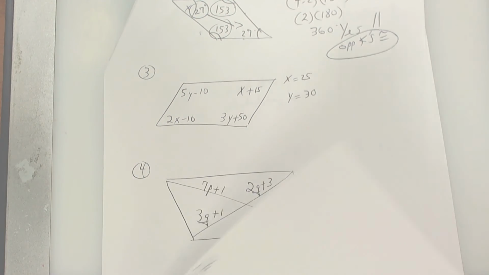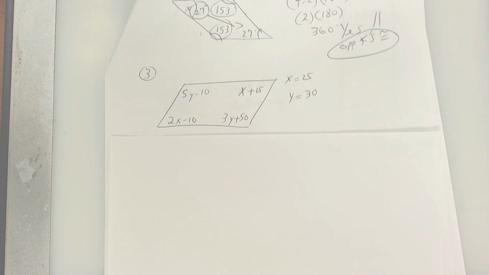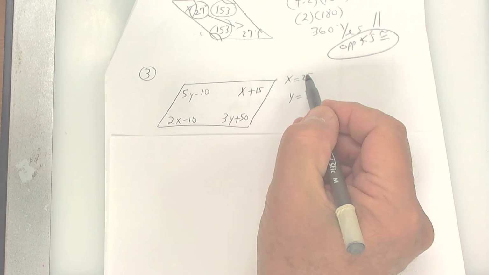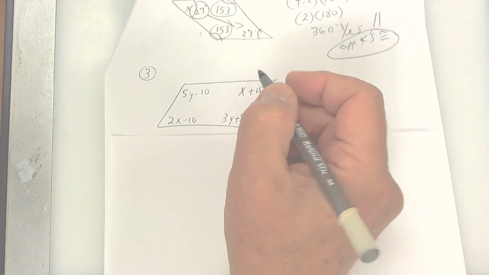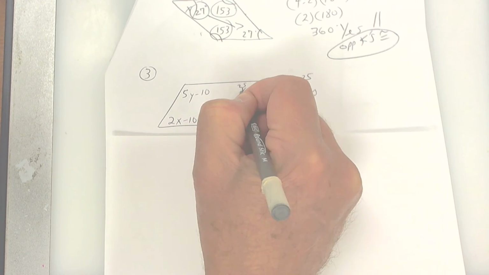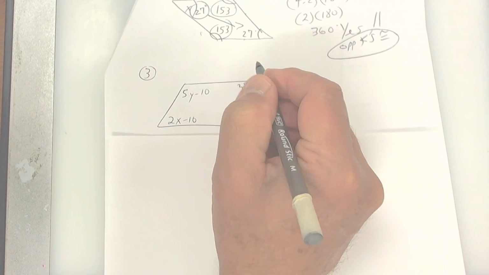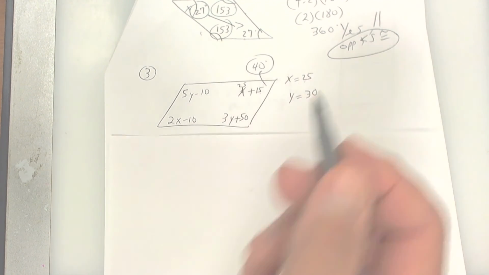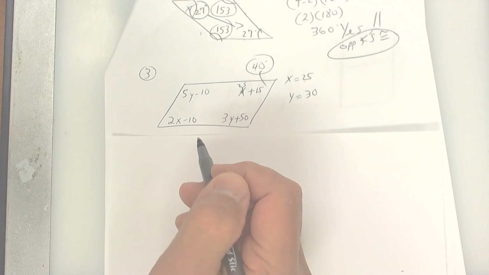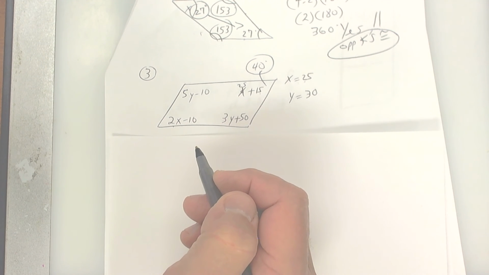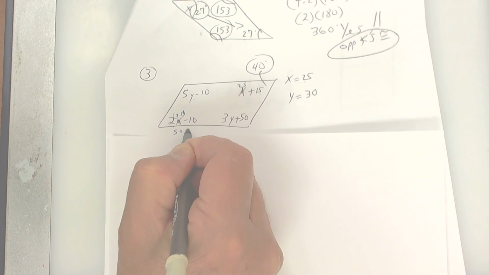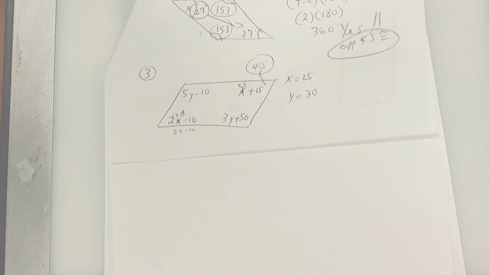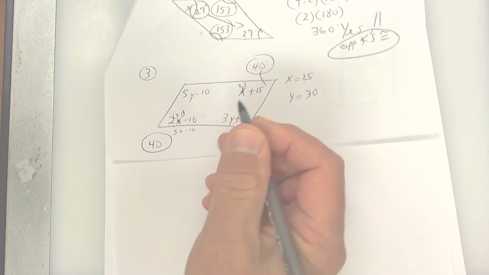Draw this diagram. The question is, what must x and y be? Well, they're giving us the numbers here, so we got to plug them in. So you're going to have 25 plus 15. That's going to make this angle 40 degrees when you add that up. So we got 40 degrees. This one is 2 times 25, which is 50, and 50 minus 10 is 40 degrees. So right now, opposite angles are equal, so we're okay.